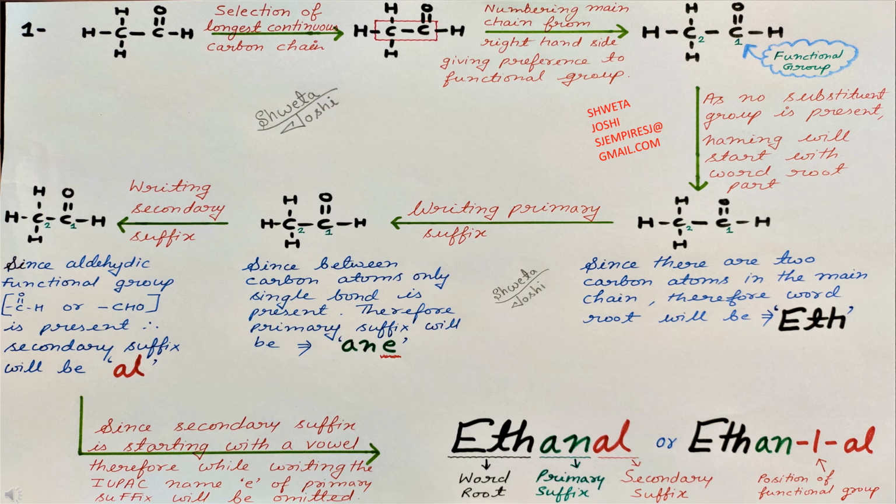So second part of the name is word root, and since there are 2 carbon atoms in this compound, the word root will be eth, E-T-H. After word root, next part is primary suffix. Since in this case there is presence of carbon-carbon single bond only, we are going to write down ane, that is A-N-E. Last part of the name is secondary suffix. Since in this case aldehyde functional group is present, we have to write down AL for that.